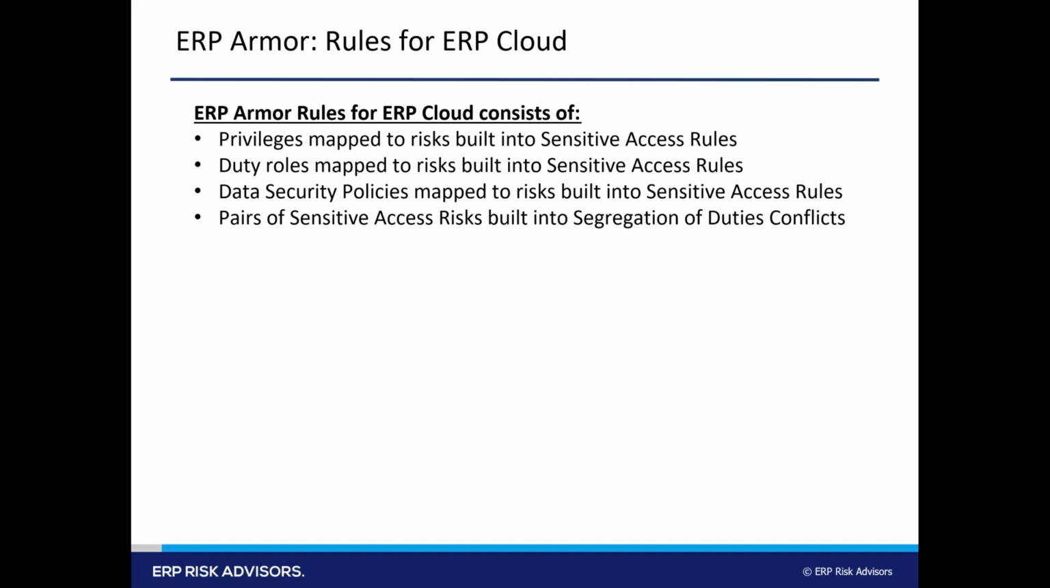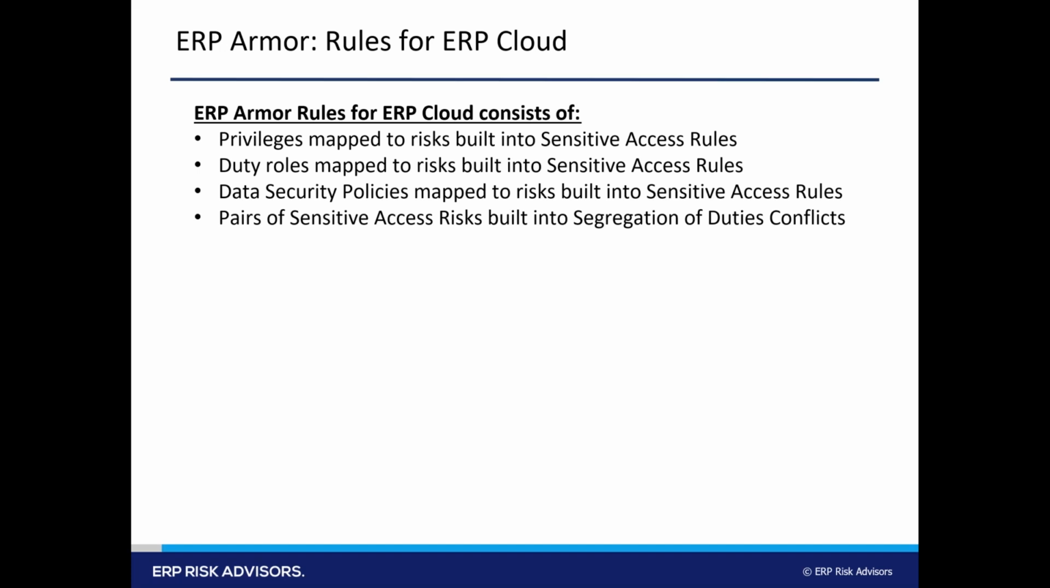So what management really should be doing is evaluating those risks on a quarterly basis. So as we're going to look in this patch impact process, that would mean using SafePass software, updating the rules as part of that quarterly patch process, and running those and being proactive at addressing any new risks that are introduced during the patch cycle or potentially right after things roll into production. So ERP Armor rules consist of privileges mapped to sensitive access risks, duty roles. There are cases where certain duty roles are a shell, so they don't have privileges within them that can be looked at from a risk perspective.